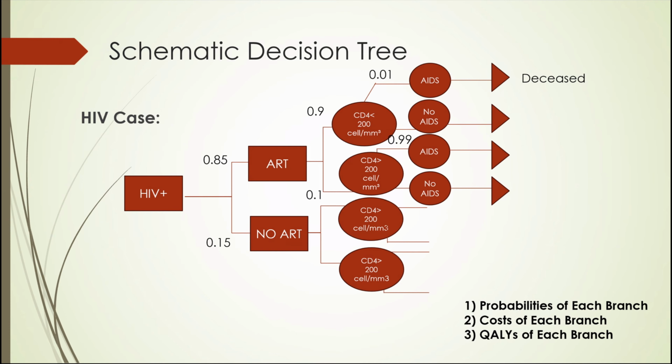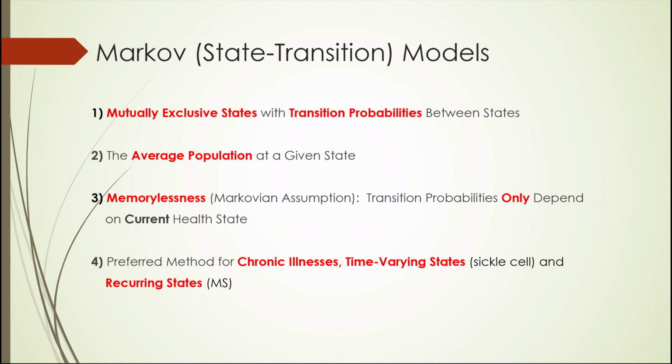So I think you have a good grasp of how decision trees work. If we want to conduct a CEA, in this case, we are comparing the branch in which people are using ART with the branch in which people are not using ART. Then let's move to Markov models.